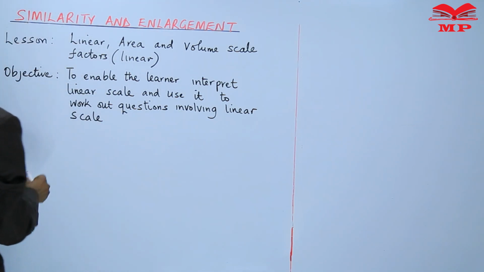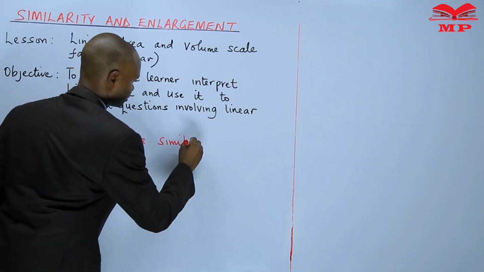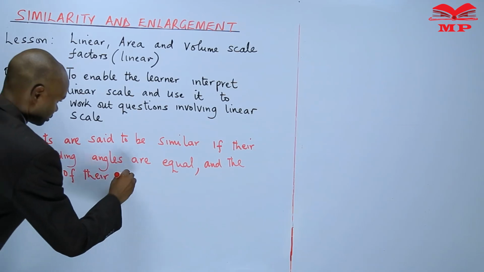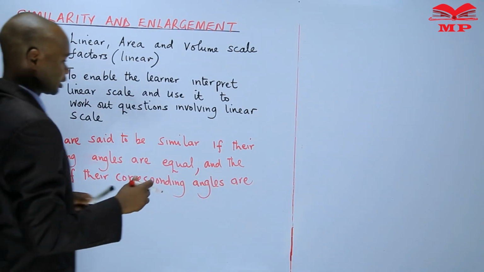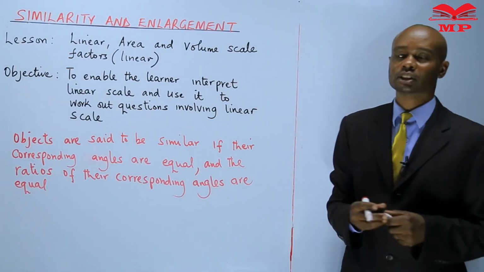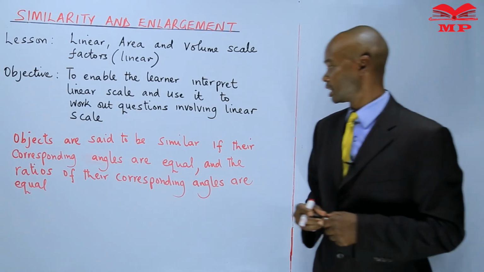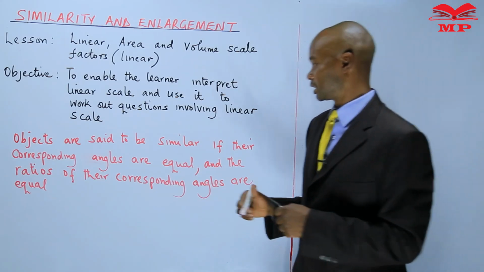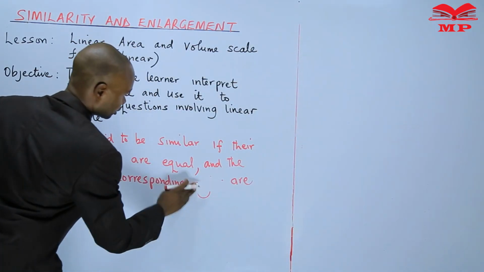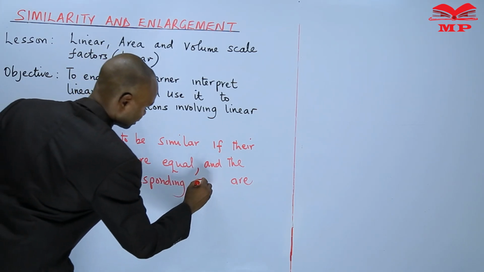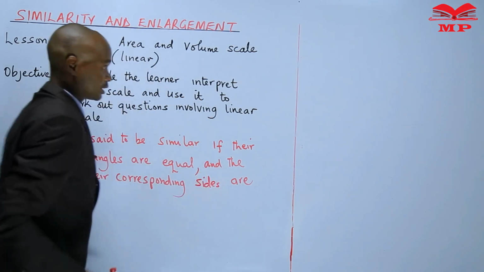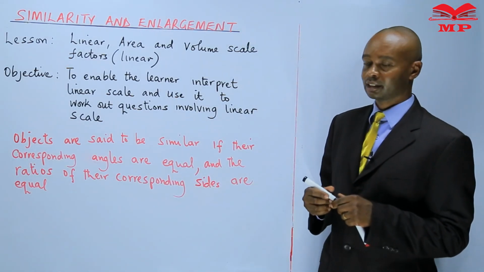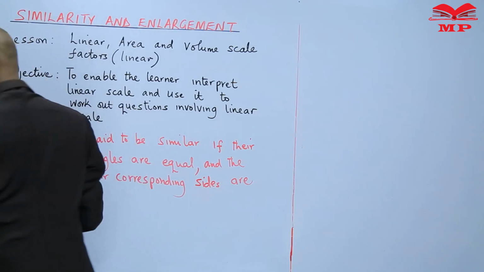What we note here first is that objects are said to be similar if their corresponding angles are equal and the ratios of their corresponding sides are equal. We are going to look at two shapes.